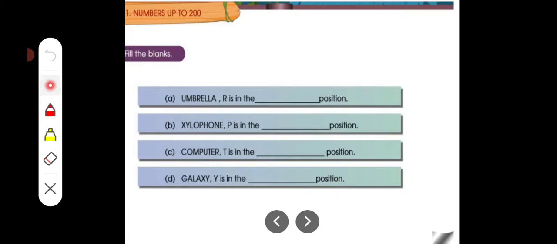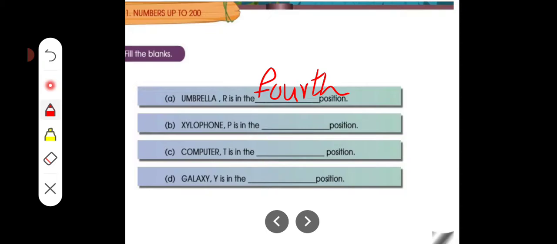This one is fill in the blanks. Next, you have to see the position. Where is the R? See here, umbrella. In this umbrella, where is R? Tell me, children. Where is R? Count it. 1, 2, 3, 4. Yes, fourth one is R. So what do you have to write there? Fourth. F-O-U-R-T-H. Fourth position.